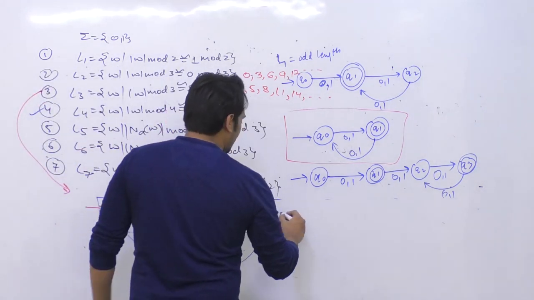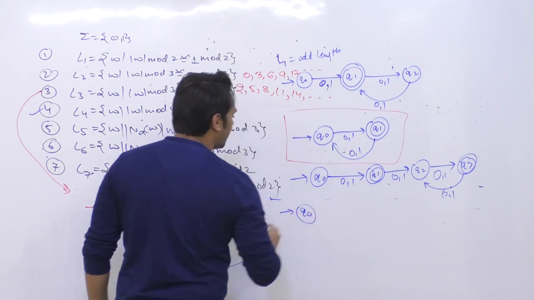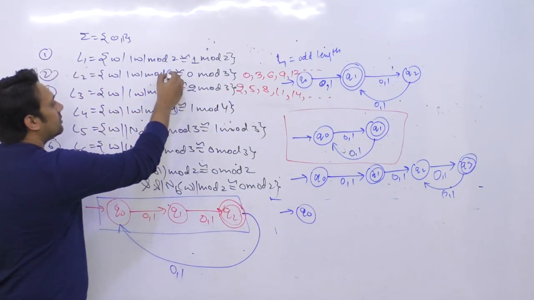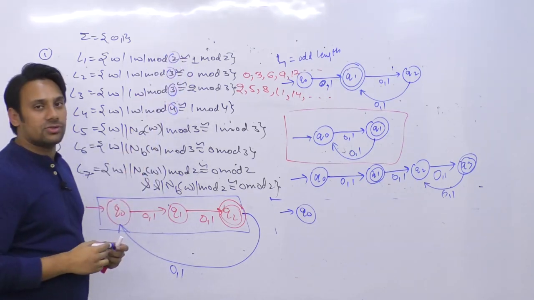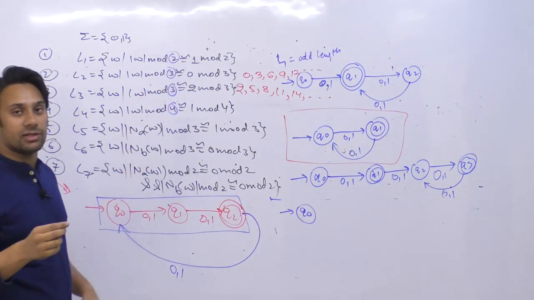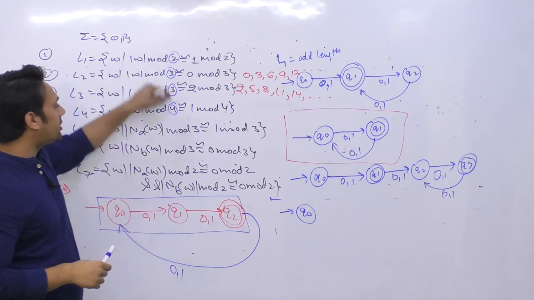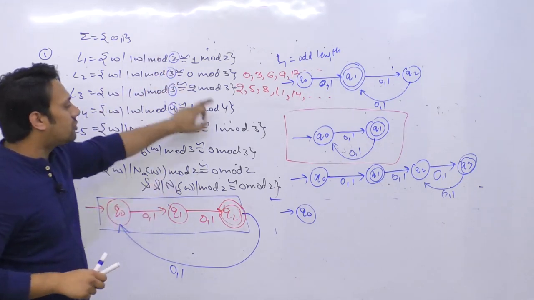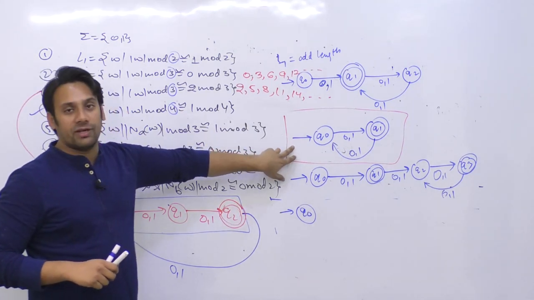So this is the state Q0. Whatever number you have in the modulus here, the minimal finite automata will have that many states. Just like if we have mod 2, then in the minimal finite automata we have 2 states.